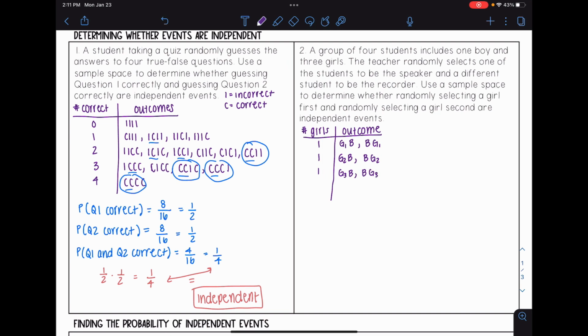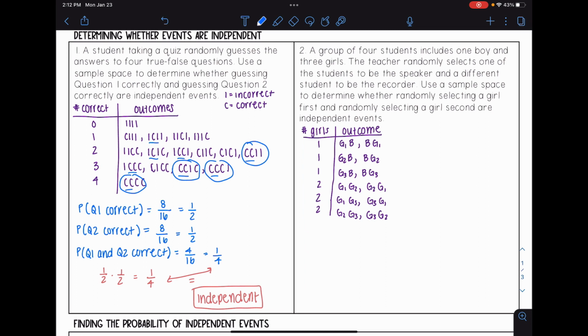Another thing that can happen when selecting 2 students is that they can both be girls. And so I'm going to have 3 different options again for those. So I can first have that girl 1 is chosen and then girl 2, or that reversed, girl 1, girl 3, or that reversed, and then girl 2, girl 3, or that reversed.